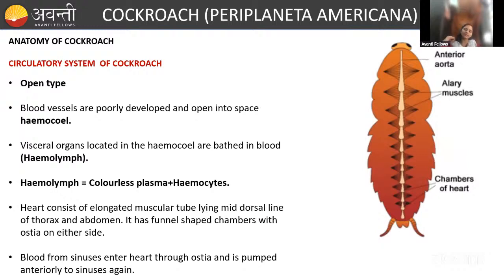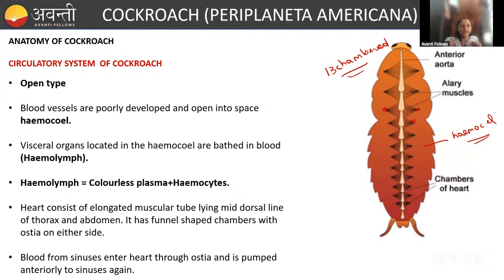Then coming to the circulatory system, guys, the cockroach has an open type circulatory system. It does not have any blood vessels. And how is the blood going to be pumped from the heart, guys? Remember, the heart in the cockroach is a 13 chambered heart. These are all the 13 chambers. And here you can see, guys, there will be alary muscles. This is the body cavity, which is called the hemocoel. This hemocoel is the body cavity where all the organs are suspended.